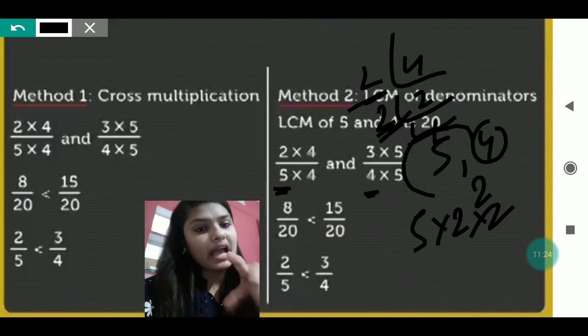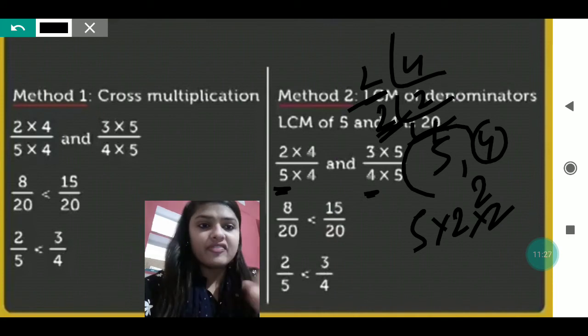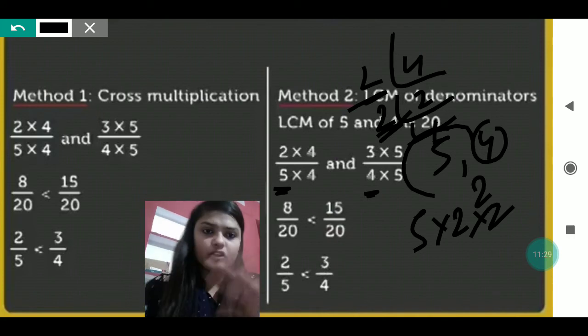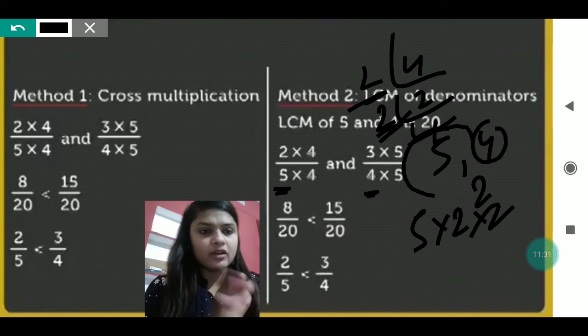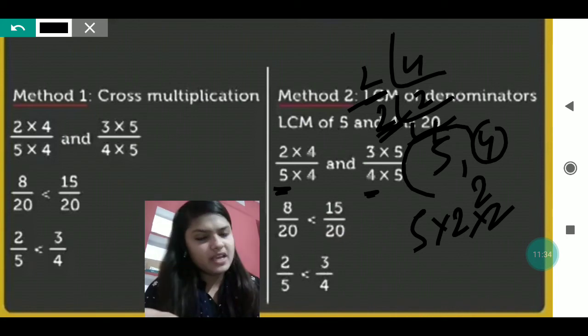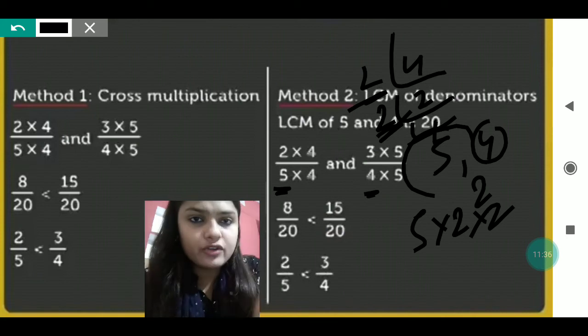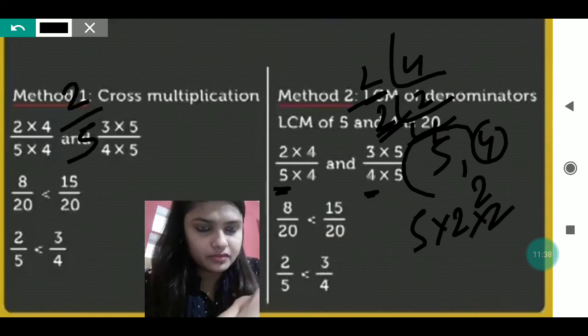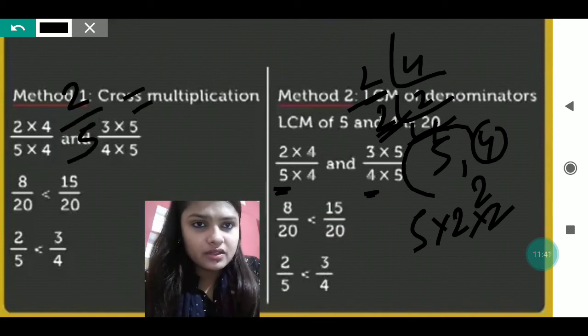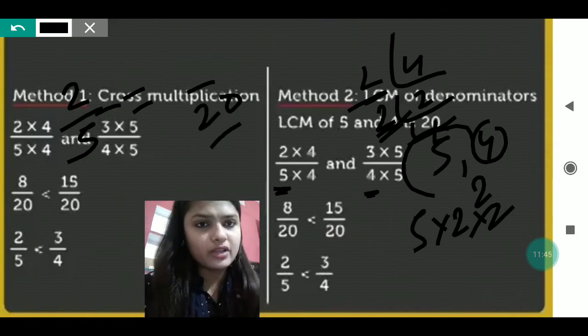You can find the LCM of the denominators, and then both denominators will be the same. Whatever LCM you find, in that way both denominators will be the same. Like 2 by 5: with what number will you multiply 5 so that you get 20? I will multiply 5 into 4 and 2 into 4, then I will get 20 in the denominator.